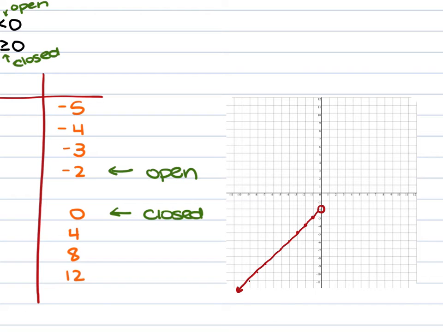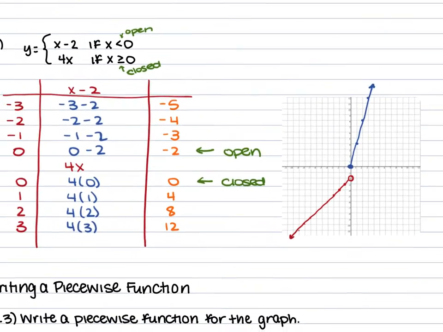I'm going to start with my next. My first ordered pair is at 0, 0. So I'm going to have a closed circle on that 0, 0. Then I have 1, 4, 2, 8, 3, 12. So I'm going to draw my line through these points now. And then I check my lines.